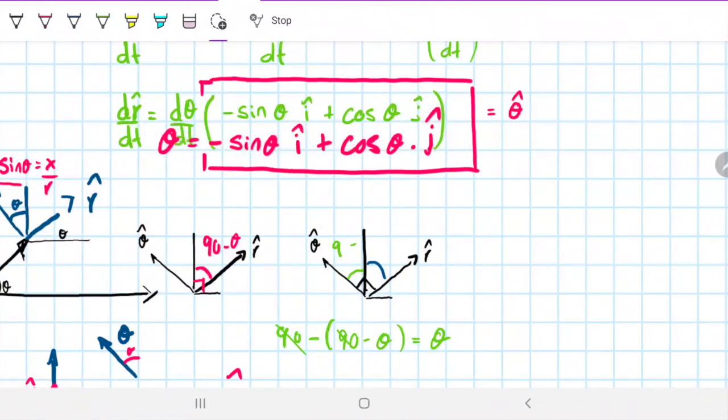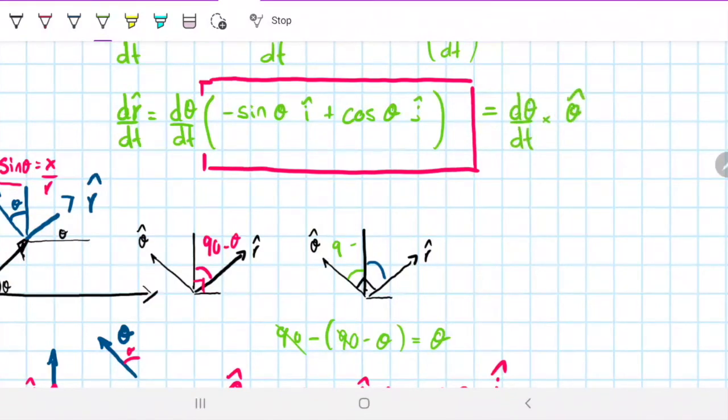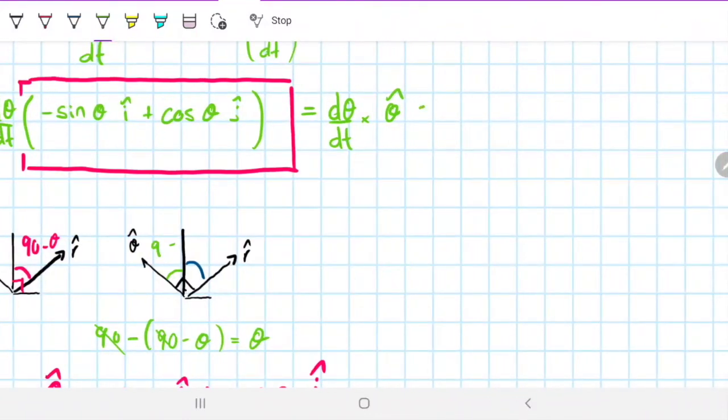Okay, so it's exactly the same. So that means that the derivative of theta hat in respect to time equals the derivative of theta in respect to time times theta hat. And that took forever, didn't it? That's why it's more complicated. Let me write it nicely. The derivative of theta hat in respect to time equals the derivative of theta in respect to time times theta hat.